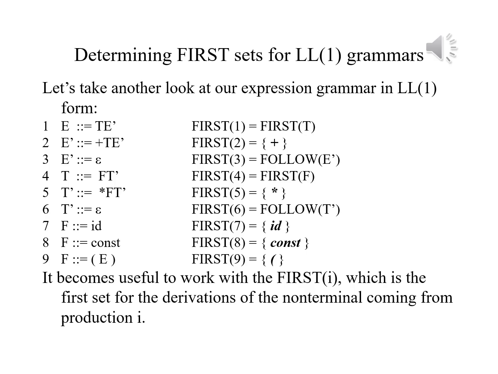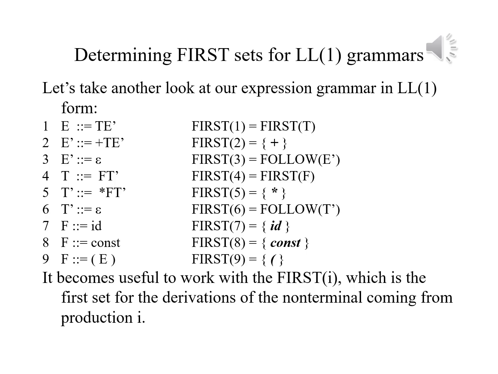Production 3, E prime derives epsilon. Since this is the empty string, the first of production 3 is the follow of E prime, the non-terminal on the left-hand side of the production. First of production 4, T derives F T prime. Since we begin this with F, it will be the first of F, which is a non-terminal.